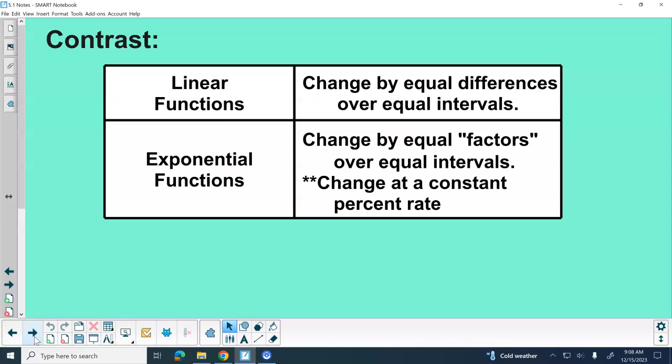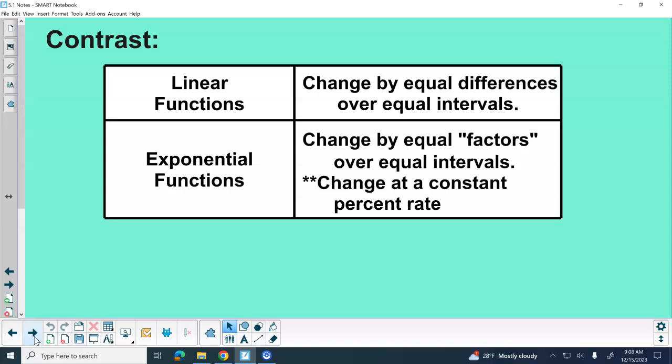So a linear function. I want to contrast and compare linear functions and exponential functions because they're continuous functions, meaning they don't have vertical asymptotes or a hole. A hole is a point of discontinuity. So again, it's not continuous functions here.